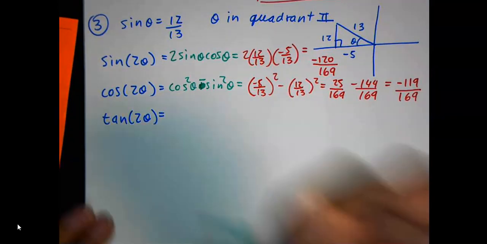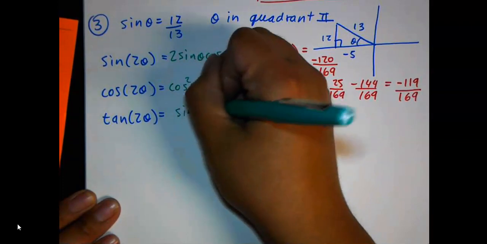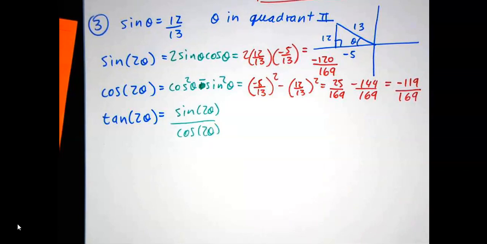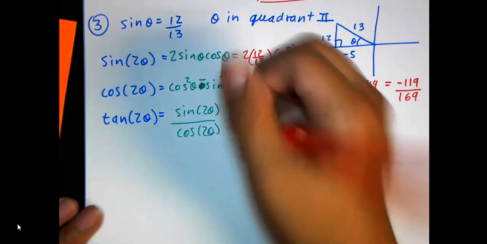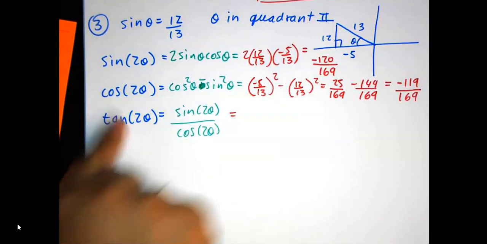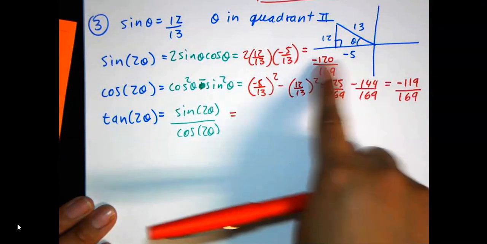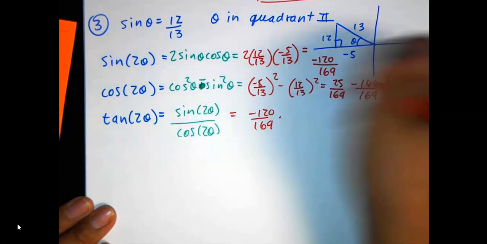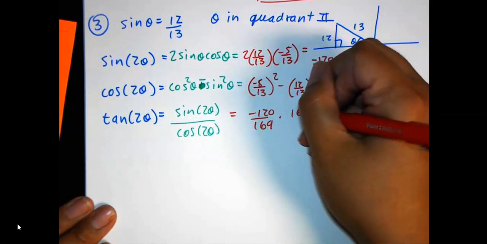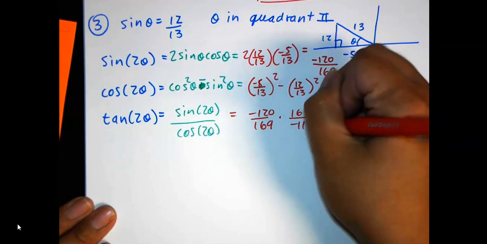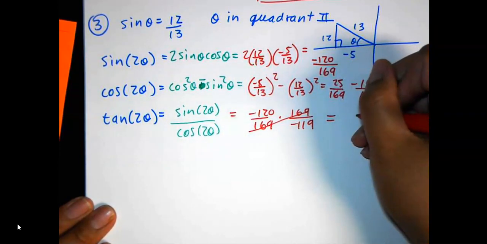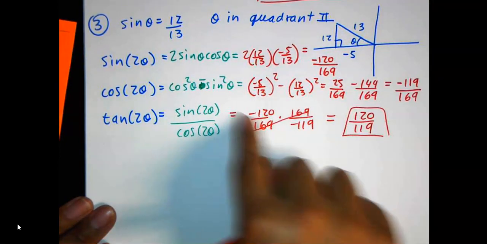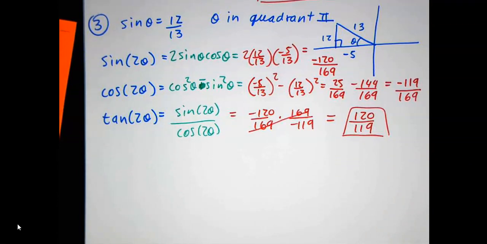For tangent, remember that we can also write tangent as sine over cosine. I can use the formula they gave me there, but this is a little bit more complicated. So if I use this right here, remember sine over cosine, but since they're both fractions, I'm going to copy, change the other one, and flip it. Those two cancel, and my answer is 120 over 119, because negative over negative will make it a positive.